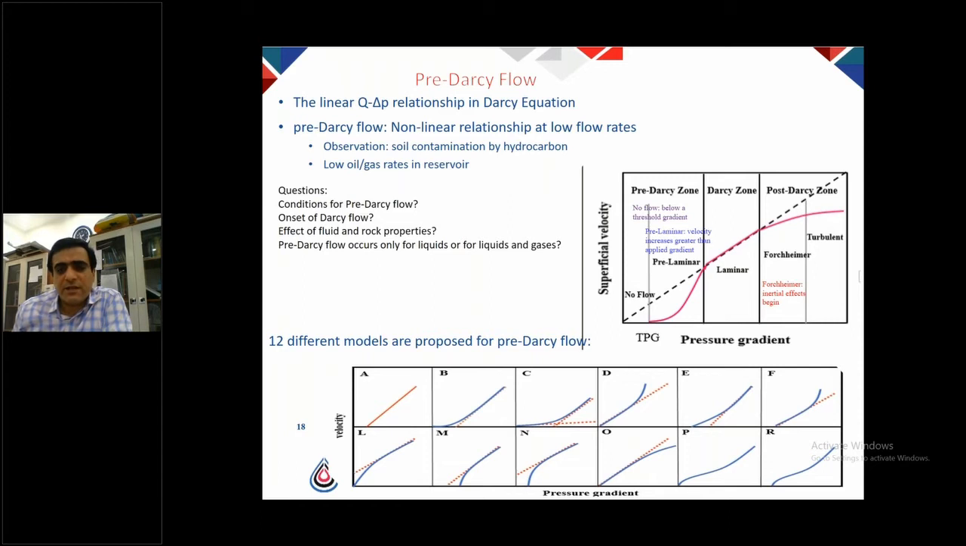It is important to understand the pre-Darcy flow in porous media and in reservoir flowing conditions, because a different flowing equation will affect the simulation process. As you can see here, there are 12 different models proposed for pre-Darcy flow, and we need to understand which of them is valid for our experiments and for our reservoir.